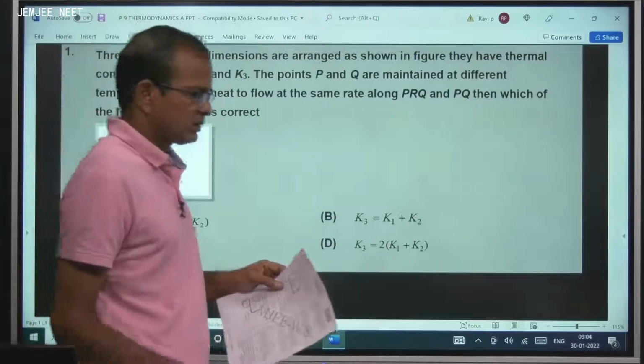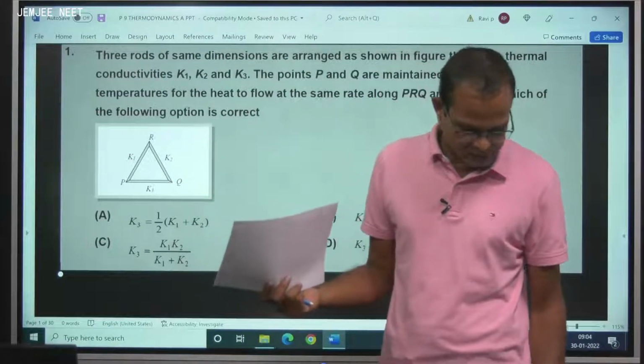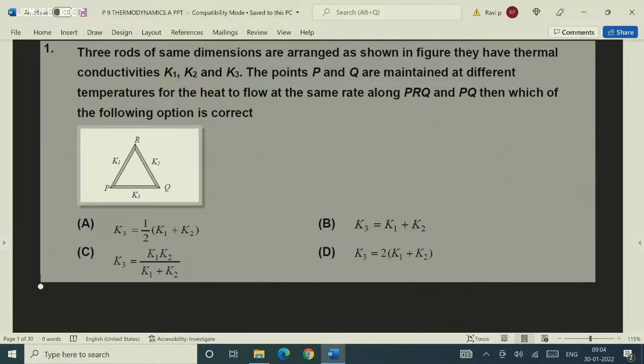Yes. First we shall go for this, so I will give you screen share. Question number 1, please check that. This is slightly old type, I can say, but nowadays I cannot rule out that this will never be asked, it may be asked. This question is from JEE Main.